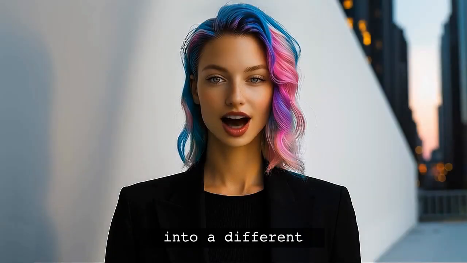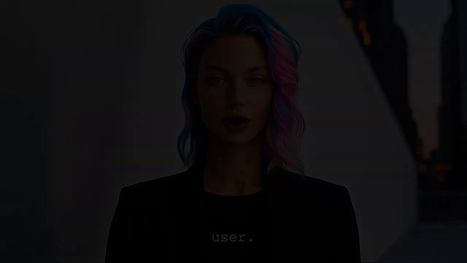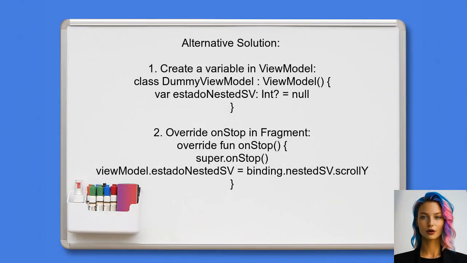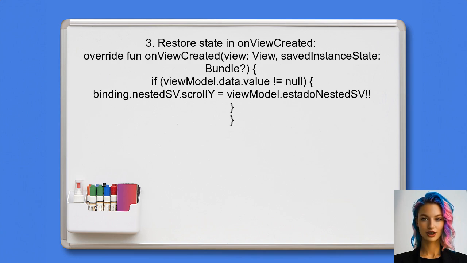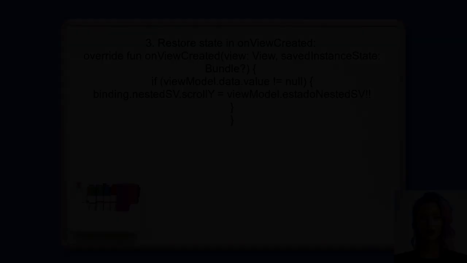Now, let's dive into a different answer from another user. An alternative solution suggests creating a variable in your view model to hold the scroll position of the nested scroll view. First, define a variable to store the scroll state. Then, override the onStop method in your fragment to save the current scroll position before the view is destroyed. Finally, restore the scroll position in the onViewCreated method by checking if the data exists.